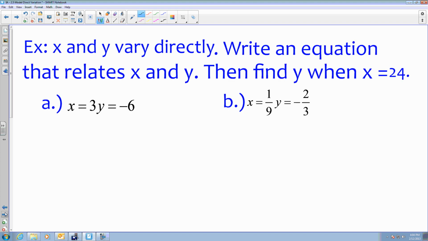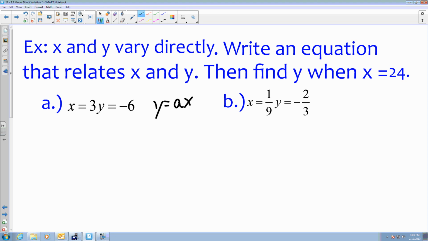Next thing that we're going to ask in these examples is that we know for a fact that x and y vary directly. I want to write an equation that relates x and y, then find y when x equals 24. So there's going to be two parts, one of which I would need to write an equation. Second part is I want to find out what y is when x is 24. So for A, I have x equals 3 and y equals negative 6. So I know that if x and y vary directly, that means that my y equals ax equation applies.